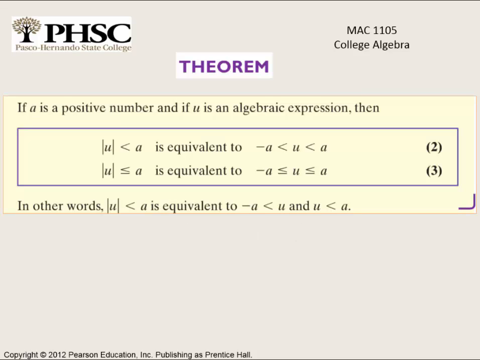So here's the theorem. If a is a positive number and u is an algebraic expression, then the absolute value of u is less than a is equivalent to saying negative a is less than u less than a. If the absolute value of u is less than or equal to a, that's equivalent to saying negative a is less than or equal to u less than or equal to a. In other words, the absolute value of u being less than a means that negative a is less than u, and u is less than a.